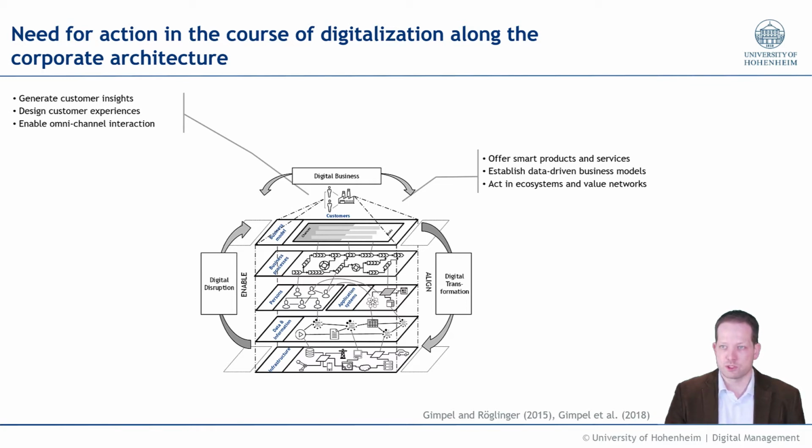The things we see which companies work on in times of digital transformation is offering smart products and services. So using Internet of Things capabilities to equip physical products with computing power and with connectivity and having smart connected products. And offering smart services based on data analytics and artificial intelligence.